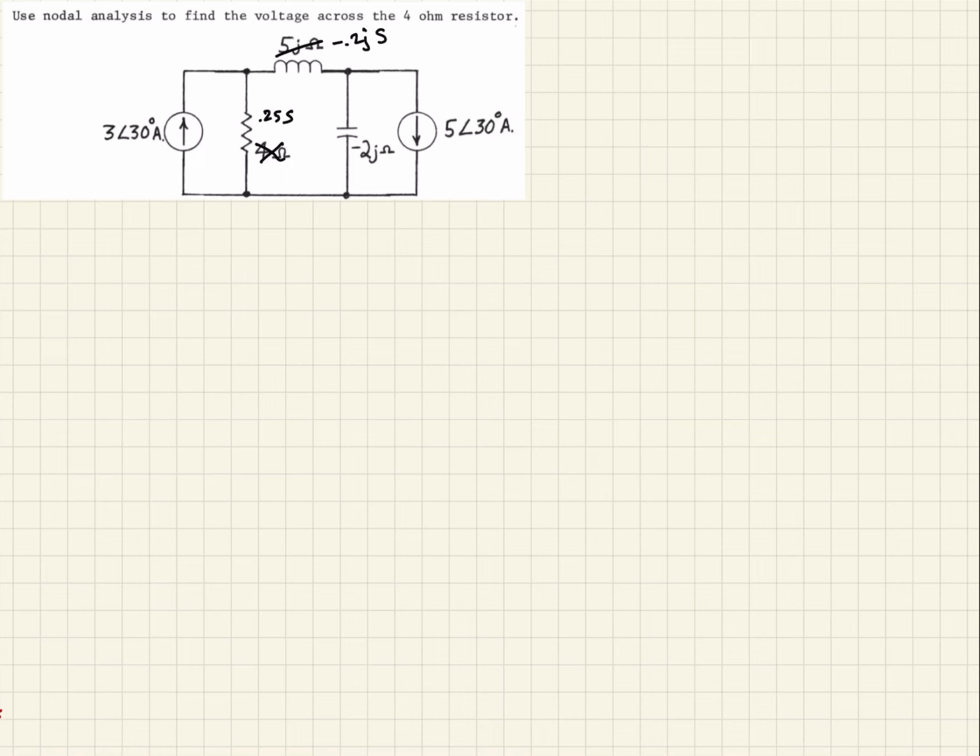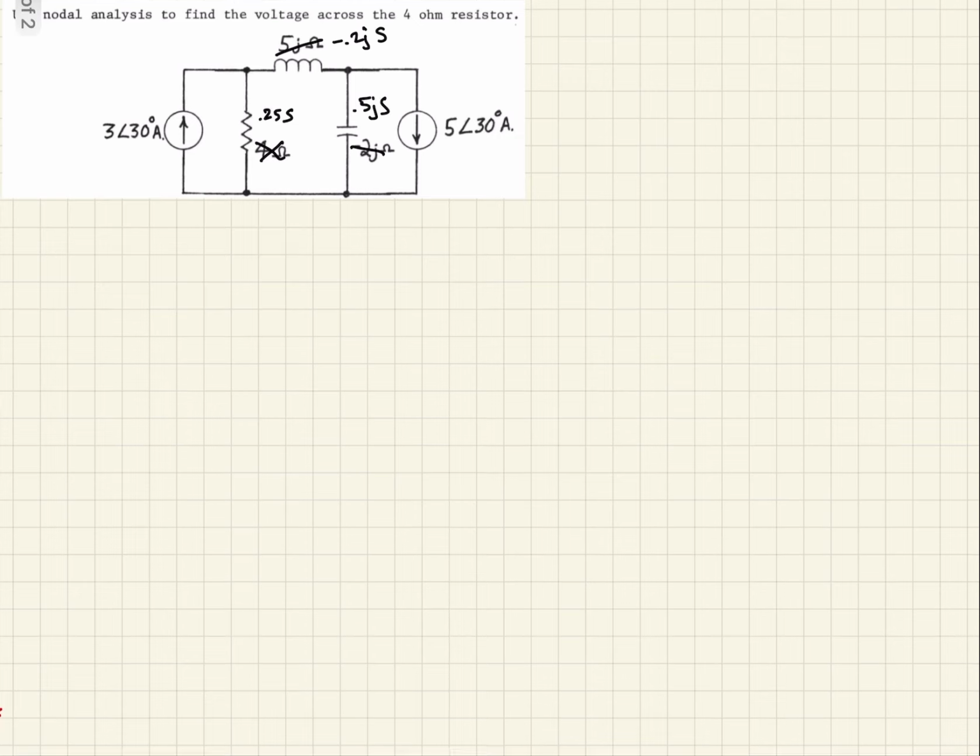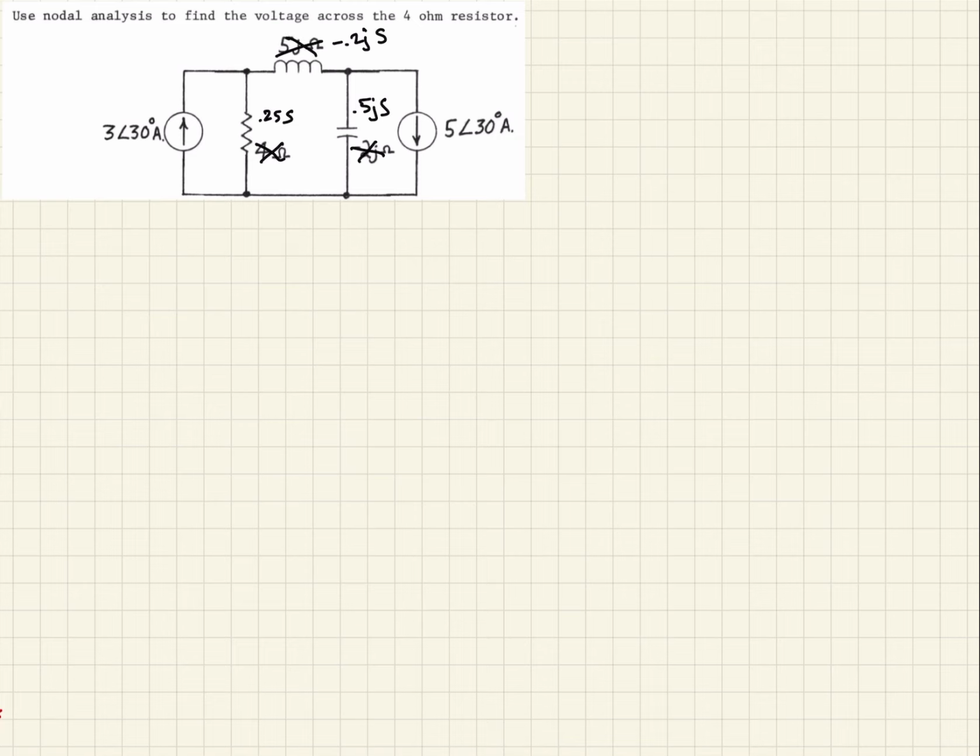And then same thing for this capacitance here. If we have 2, the negative reciprocal will be 0.5 j Siemens. So now we have everything in admittance, and we think that might make it a little easier to write. So let's see what happens.